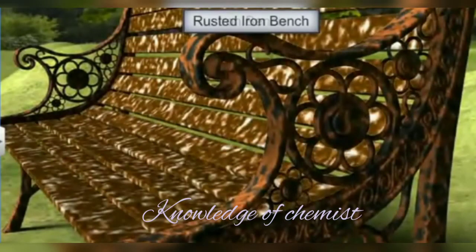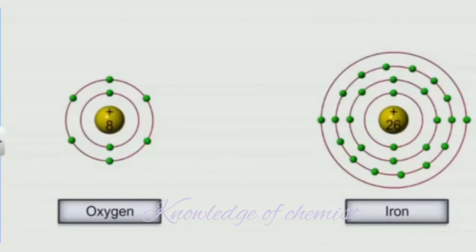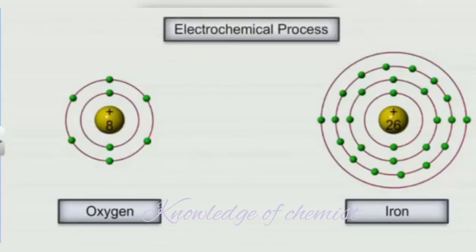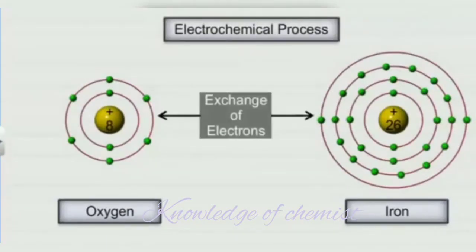Consider a chemical reaction like the effect of water on iron. After a few days, we notice that the iron has rusted. The rusting of iron is an electrochemical process that begins with the transfer of electrons from iron to oxygen.